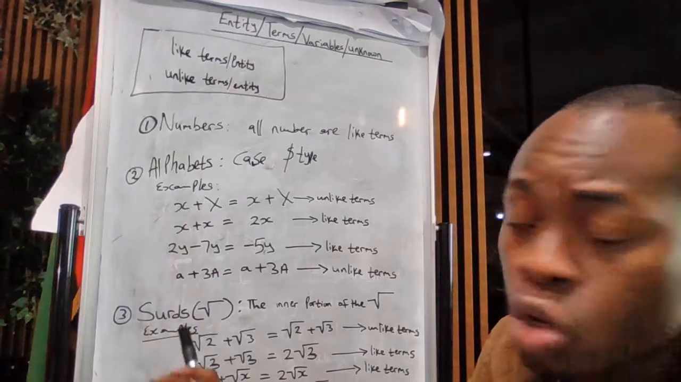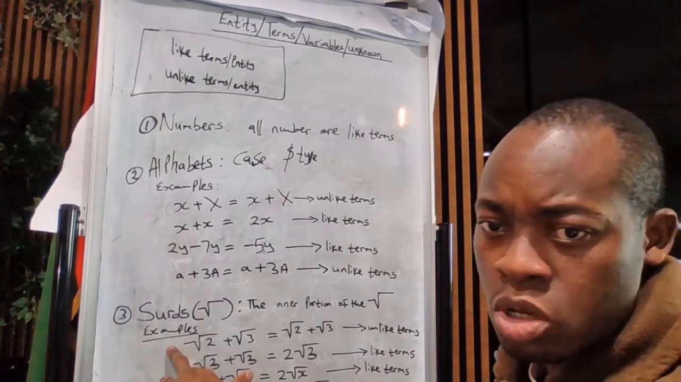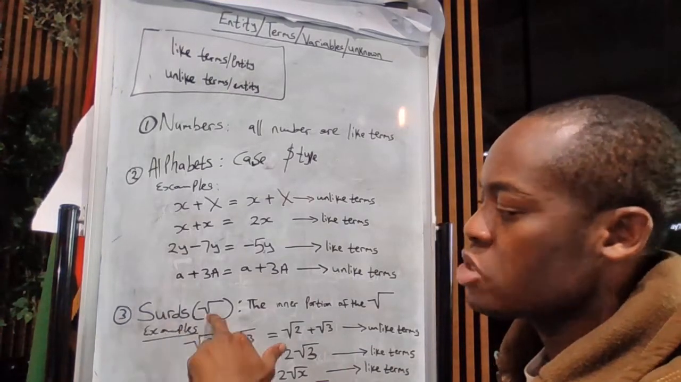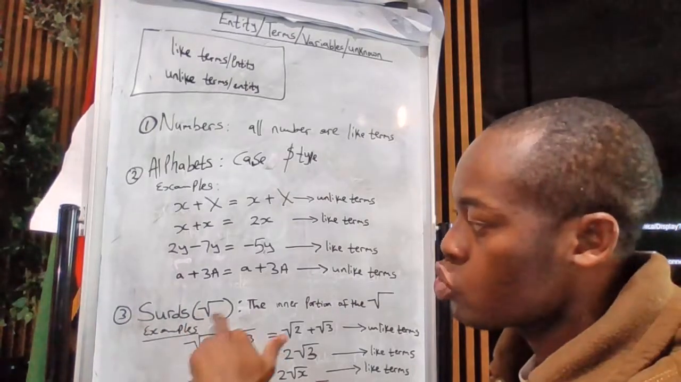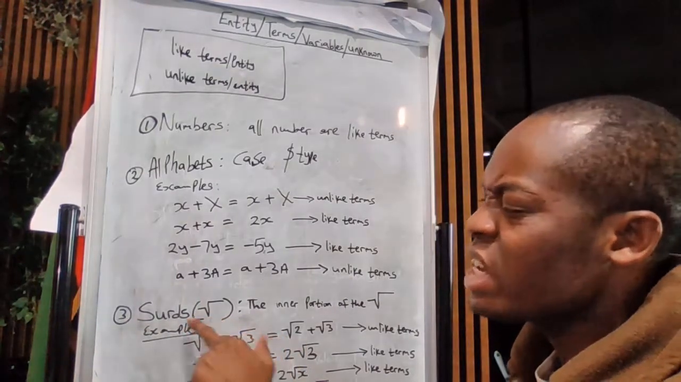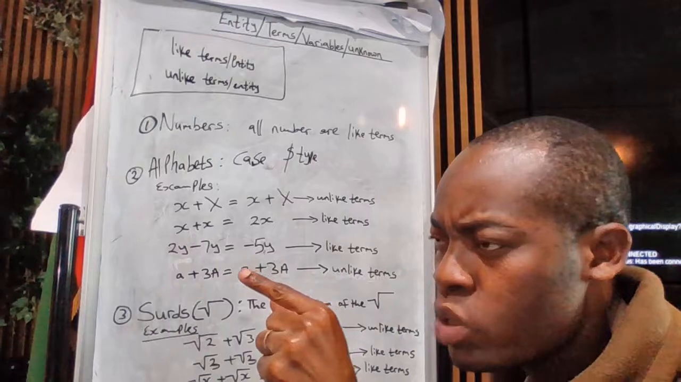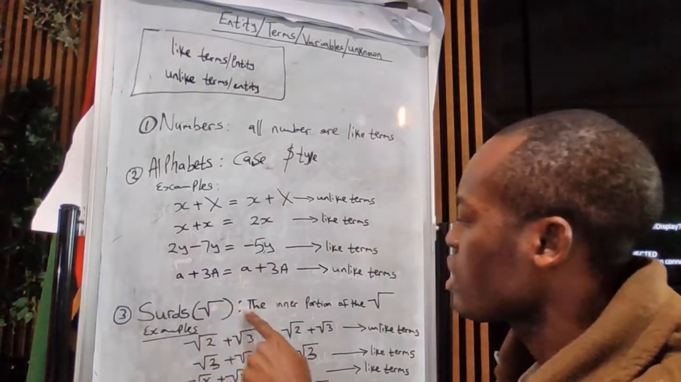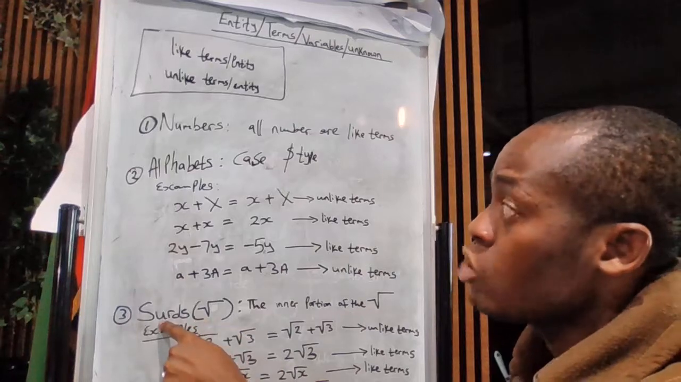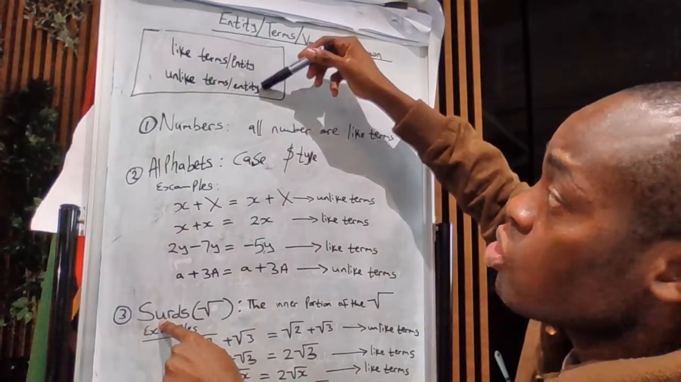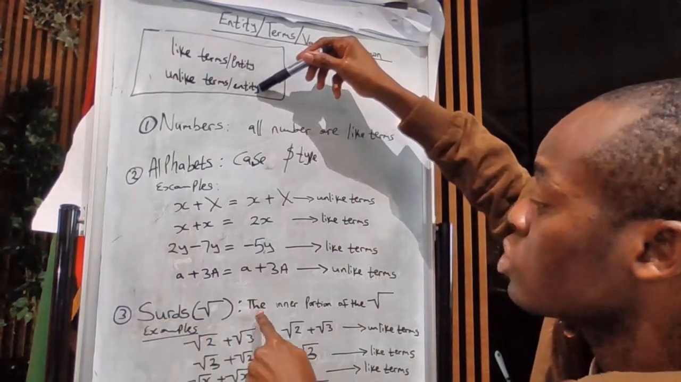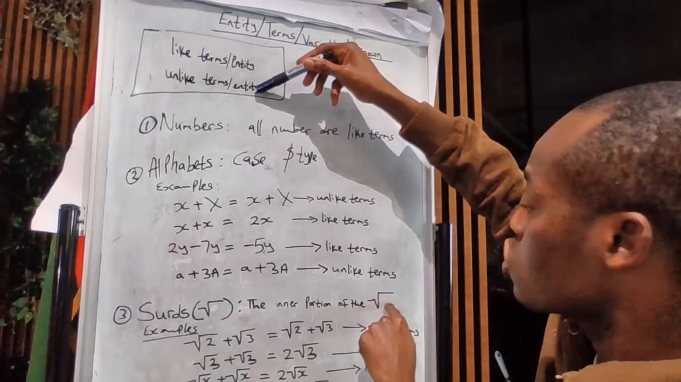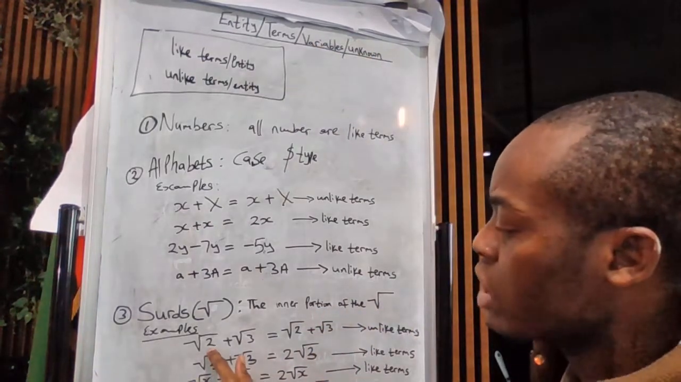We'll be looking at surds. For the surds, surd simply means square root. So don't forget, surd 2, square root 2. So in the surd, what you'll be looking at is the number or anything that is inside the surd. That is under surd. How do you know if they are like terms or unlike terms? You have to look at what? The inner portion of the surd. Let's look at some examples.